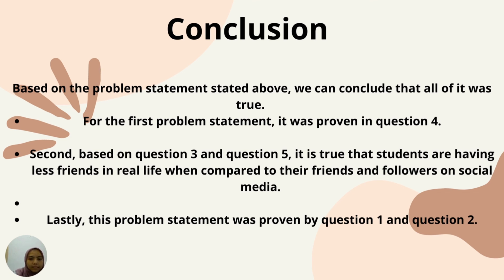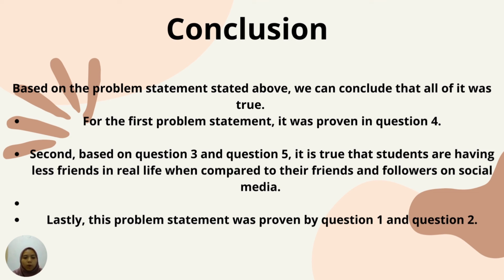Secondly, based on question 3 and question 5, it is true that students have fewer friends in real life compared to their friends and followers on social media. This is proven as the mean for respondents' followers on their social media was around 464, but the mean for their friends in real life was just 9.